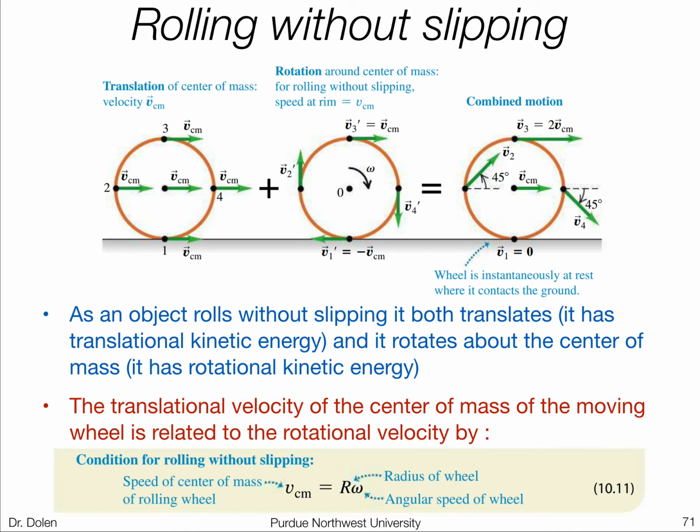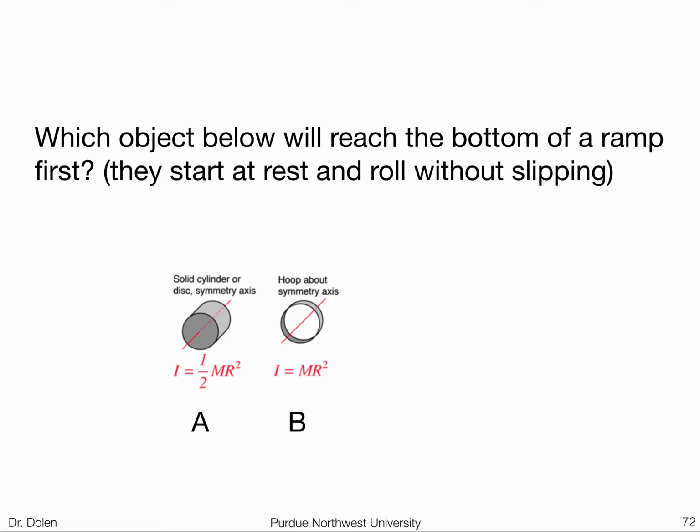So let's do a couple quick clicker questions. These are fun, and I'll post some more videos on this later. But I have these two objects here, a solid cylinder and a hoop. The solid cylinder has a moment of inertia 1/2 mr squared. If you look it up in a table, the hoop has a moment of inertia of mr squared. It has a larger moment of inertia, all for the same mass, but all of that mass is distributed differently. More of the mass is far away from the axis of rotation. And the red line here is the axis of rotation. So if I put each of these at the top of a ramp and they roll down that ramp without slipping, which object will reach the bottom of the ramp first? So take a moment and think about that.